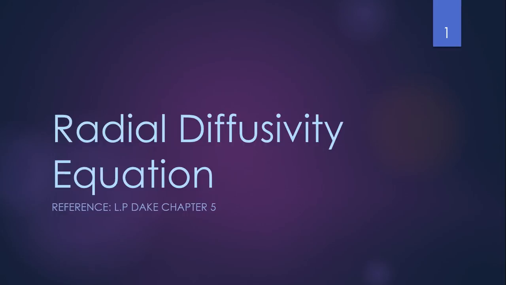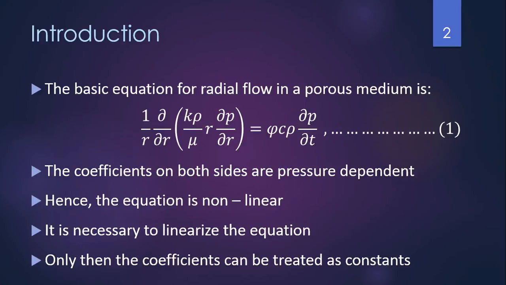In this session, the basic equation for flow of a fluid from reservoir to well is derived. The equation is obviously derived in radial coordinates, hence it is called the radial diffusivity equation. This is the equation which we are going to derive.